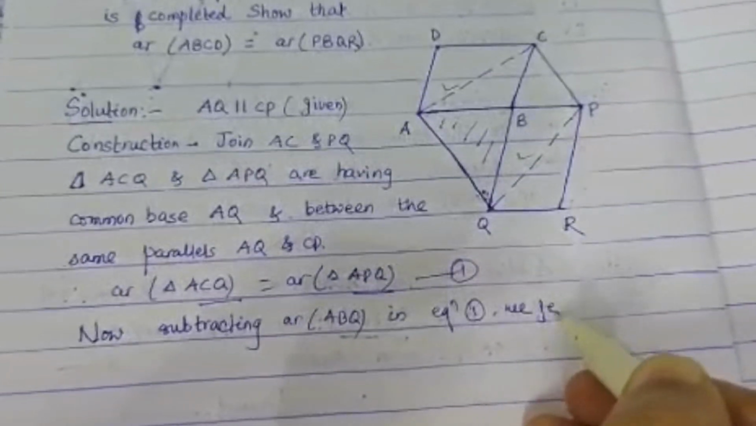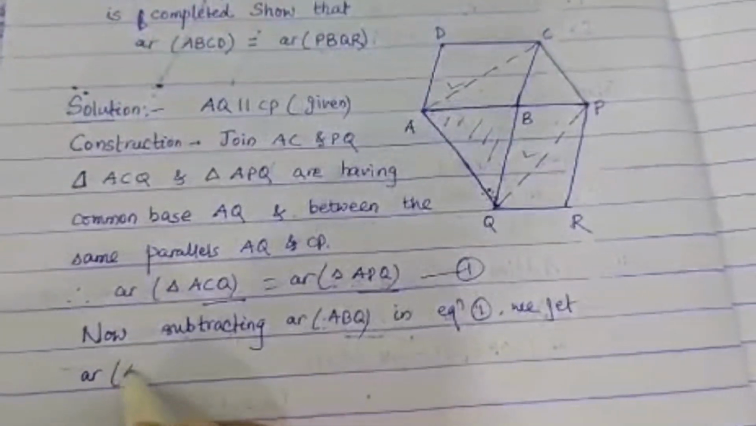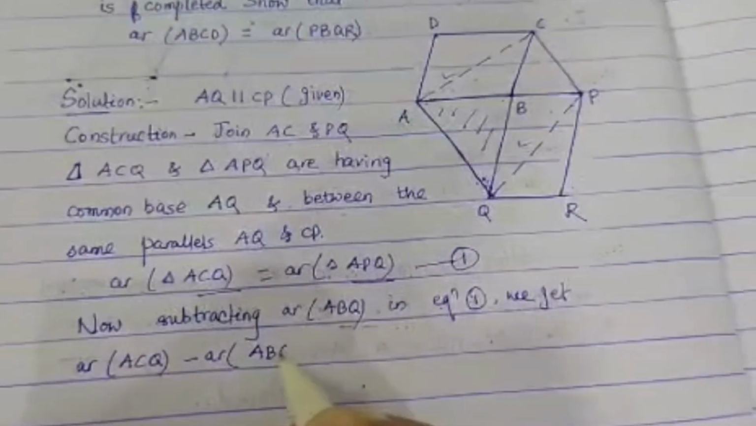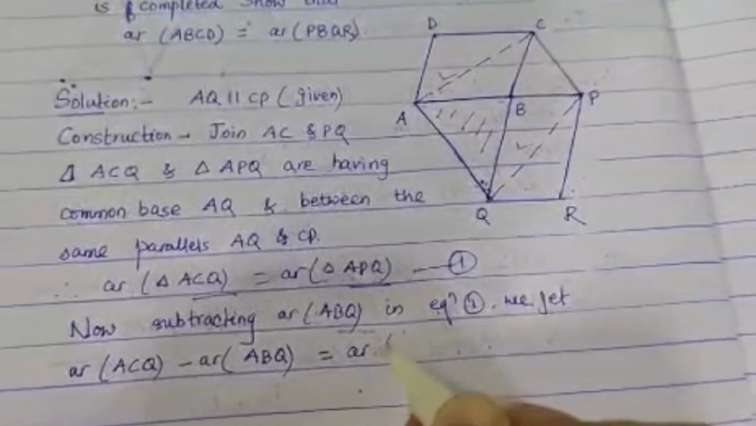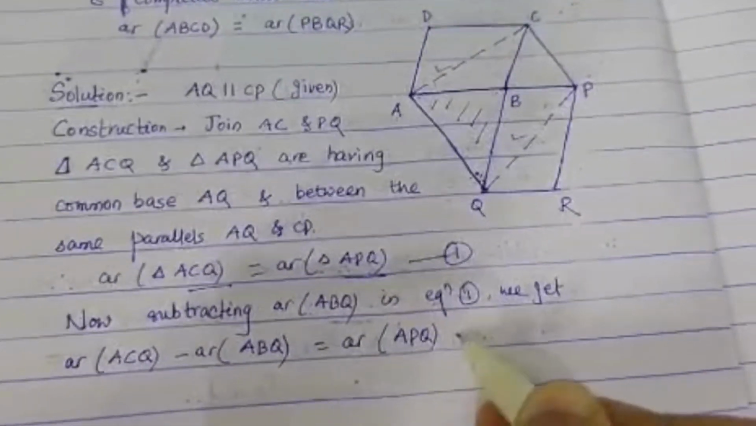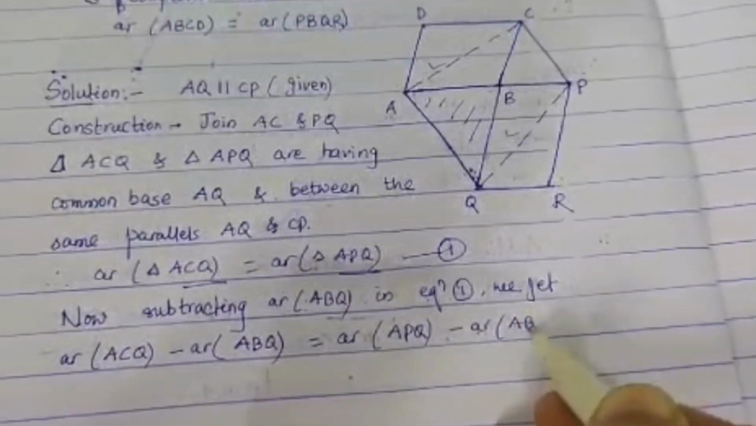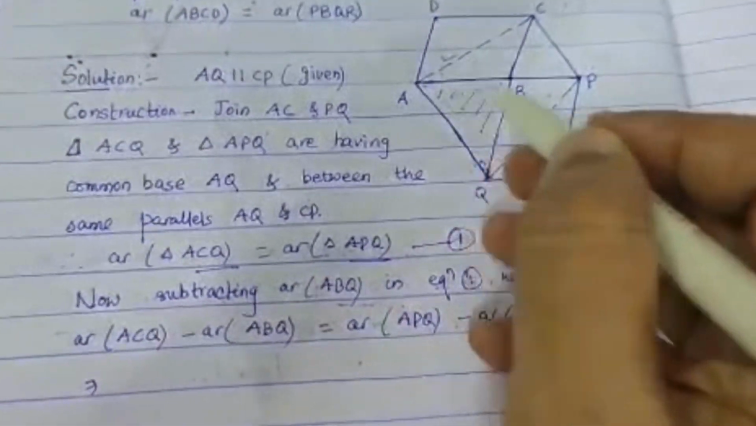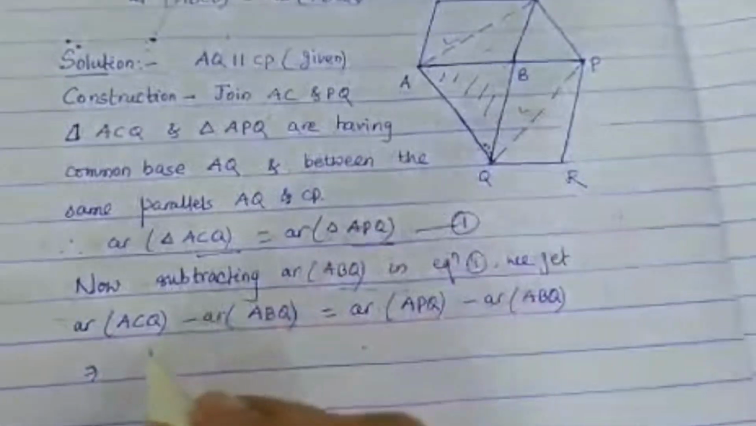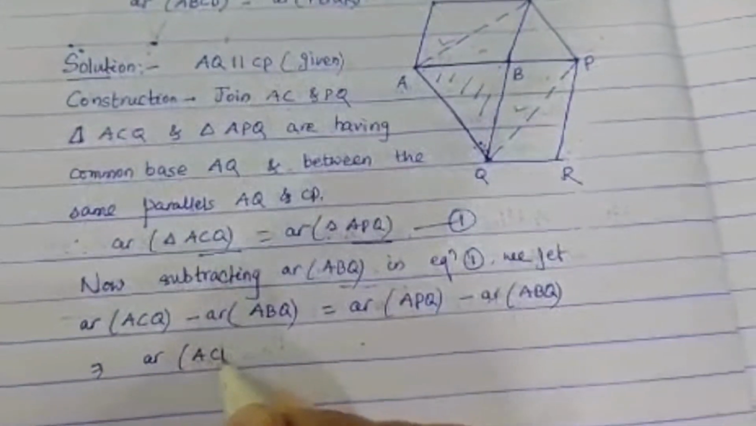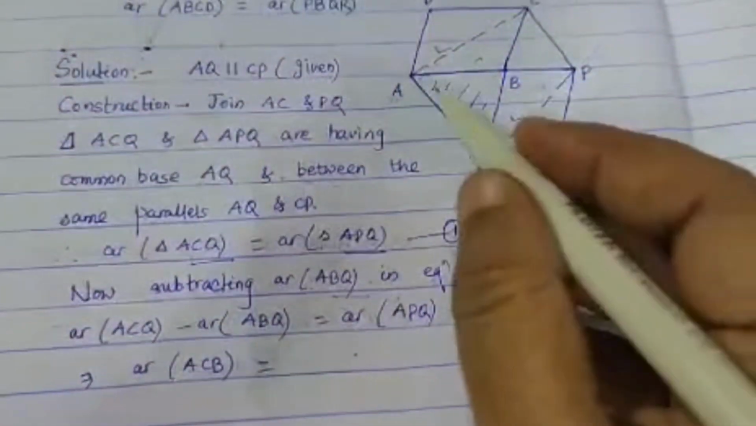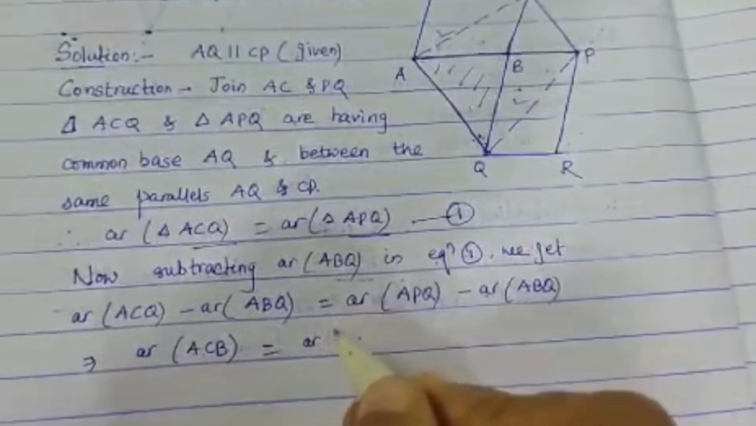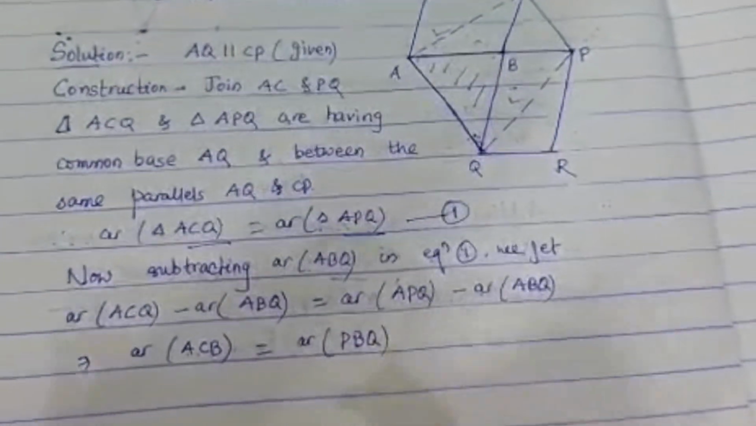Okay, from both sides we will subtract. That means area ACQ minus area ABQ, which is equal to area APQ minus area ABQ. We can write it. This implies ACQ minus ABQ is equal to this one, area ACB. And this minus this is equal to this one, area PBQ.